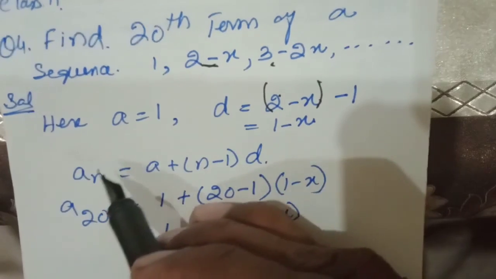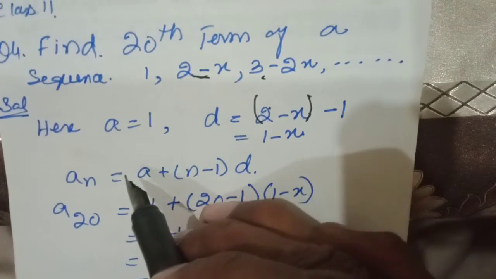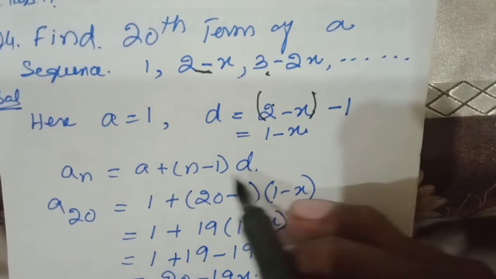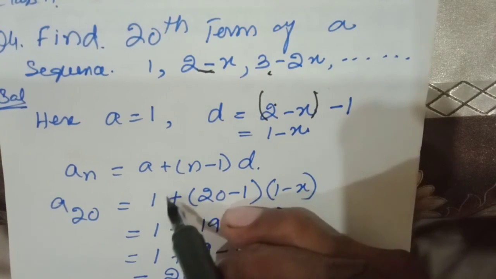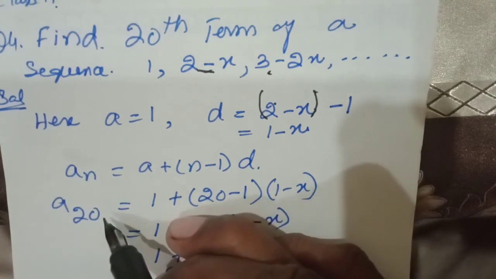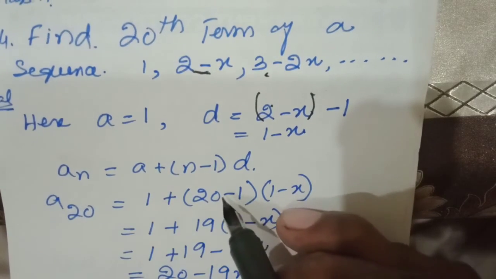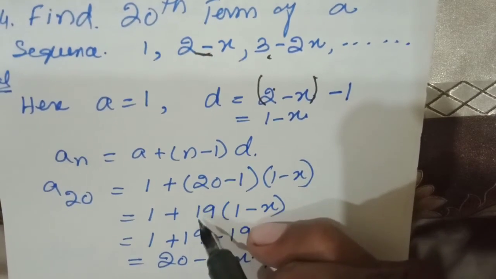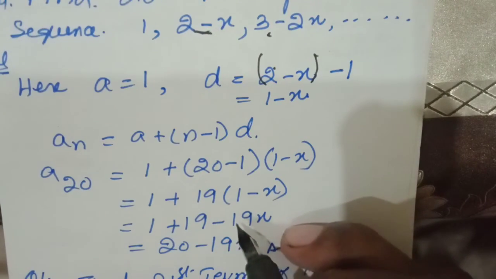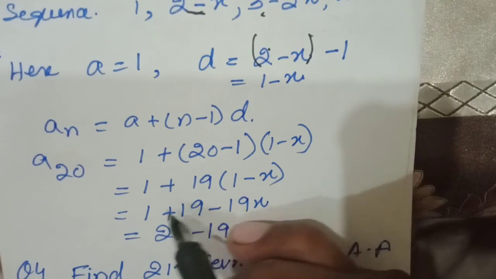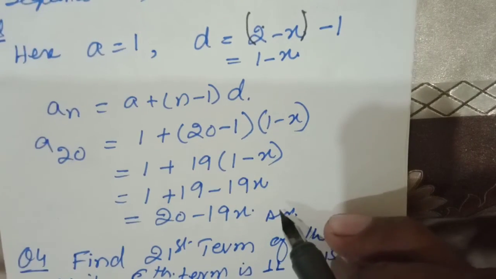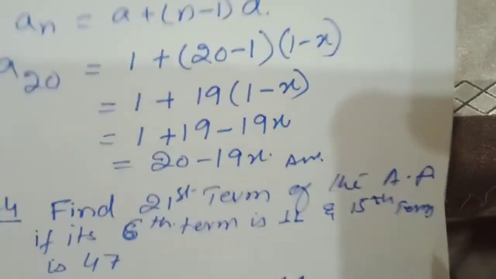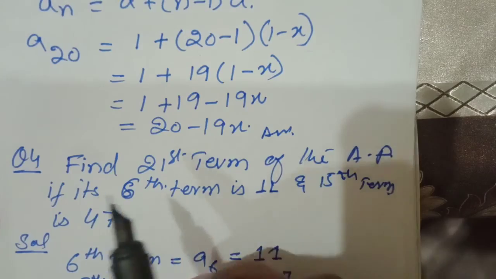Now putting a in the AP nth term formula, an = a + (n minus 1)d. Here a is equal to 1, n is 20 because we are going to find the 20th term, so 20 minus 1 is 19, and the difference d is 1 minus x. Multiplying 19 by the difference gives 19 minus 19x. Now 19 plus 1 is 20 minus 19x. This is your 20th term.